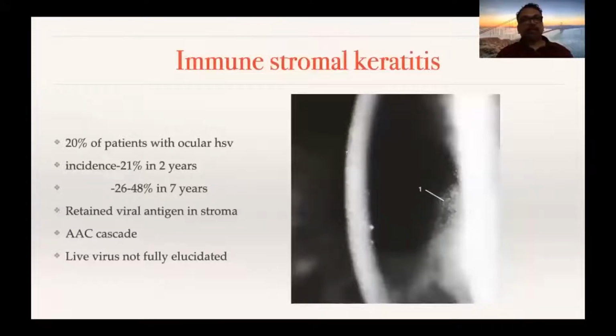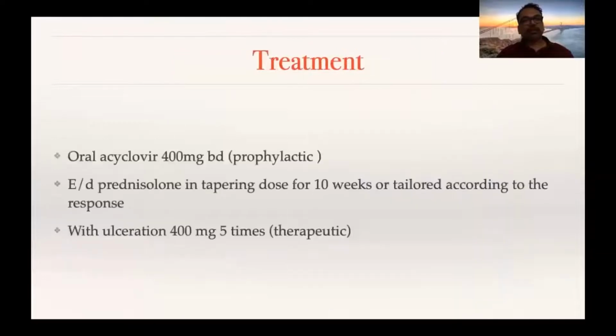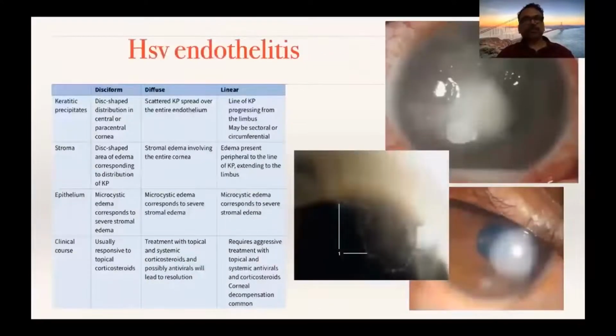Immune stromal keratitis is due to retained viral antigen in the stroma, which incites an antigen-antibody complex cascade, which leads to stromal inflammation and neovascularization. Treatment is oral acyclovir in prophylactic dose with prednisolone 0.05% in tapering dose for 10 weeks or tailored according to the response. In cases with ulceration, that is necrotizing type, acyclovir should be started in a therapeutic dosage.